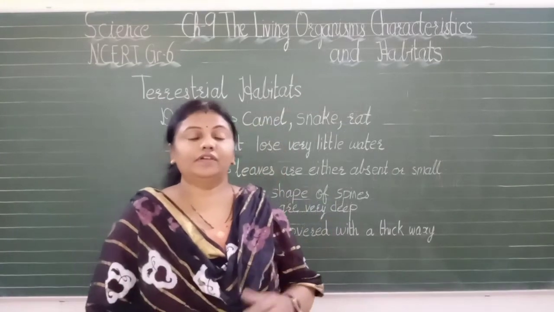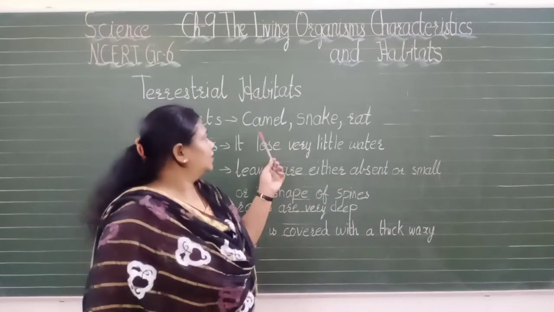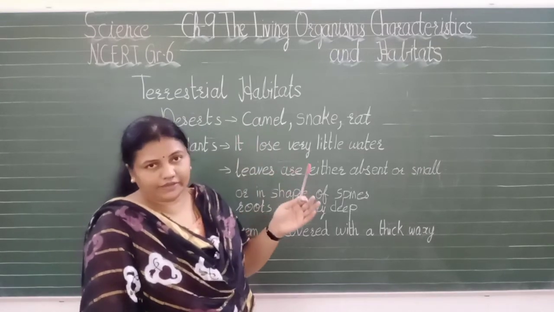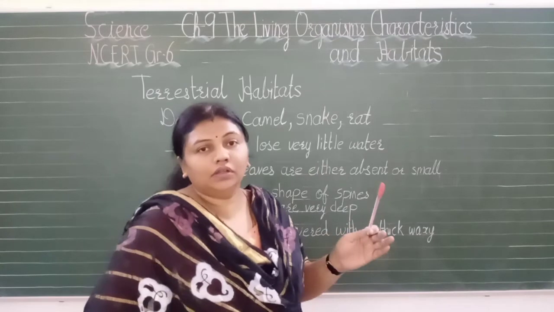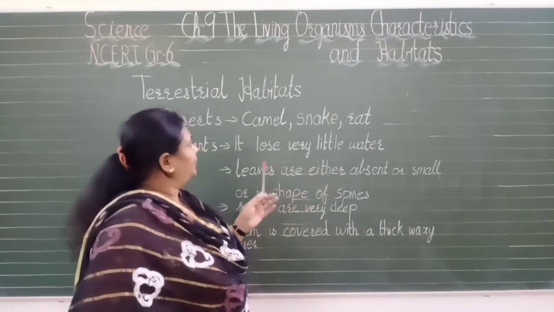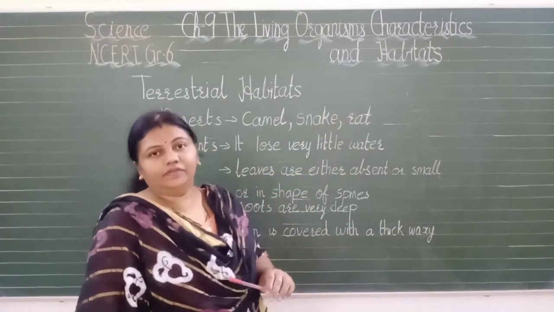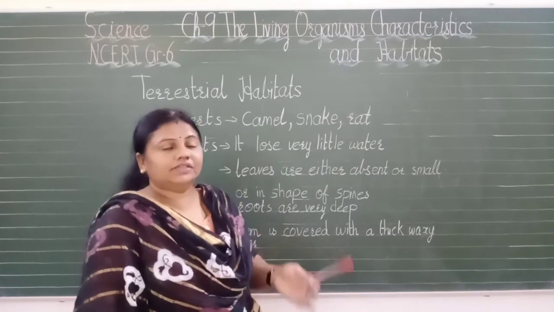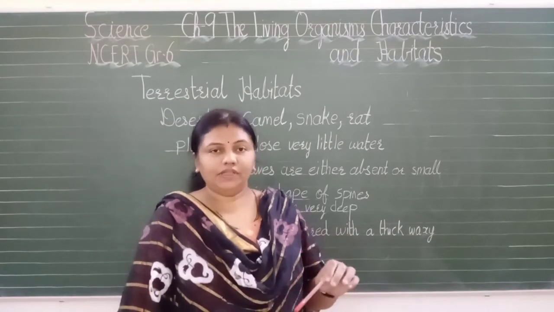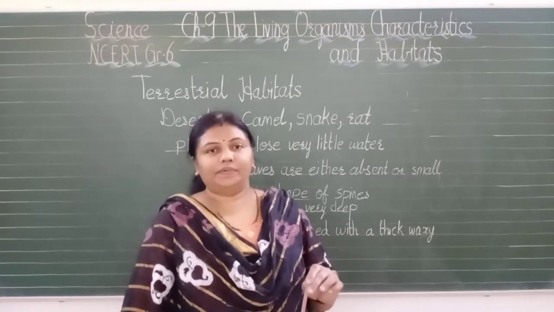Now let us see some features of the terrestrial habitats. As I have told you, certain features are found in the camel. They have very long legs which keep them away from the sand. So they can protect themselves in the heat also. But what about creatures like snake and rat which survive in the desert? They don't have long legs, so they live deep inside the sand. They make a burrow in the sand which is deep from the land portion.